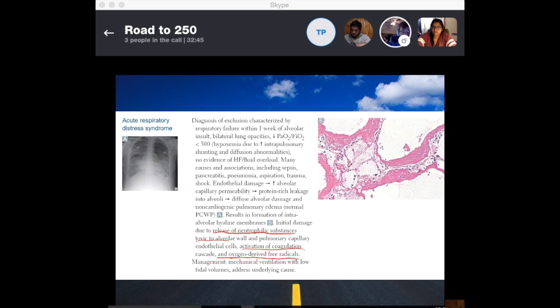So that's the mechanism. The management is mechanical ventilation at low tidal volumes, because you keep the tidal volumes low so that the alveolar sacs never crunch down on themselves. You want them to remain inflated, but not overinflated, because they're delicate, so they'll tear. But we also don't want them to crumple up on themselves and cause atelectasis. So keep low tidal volumes, and assess the underlying cause, like pancreatitis, pneumonia, sepsis, or trauma.